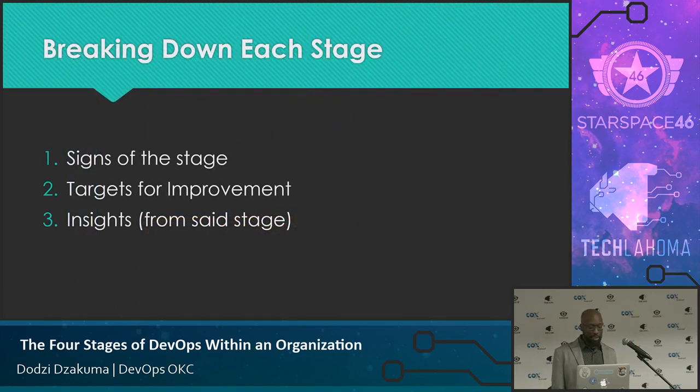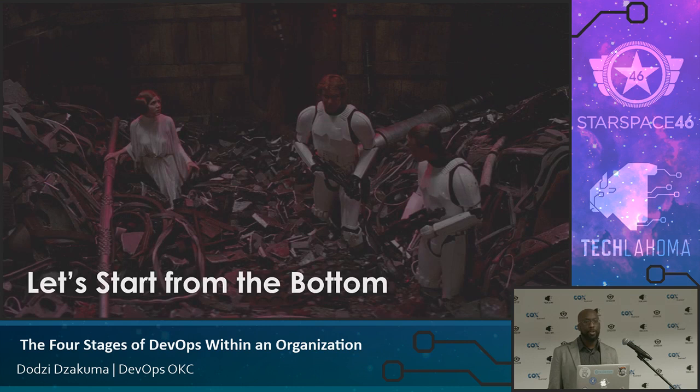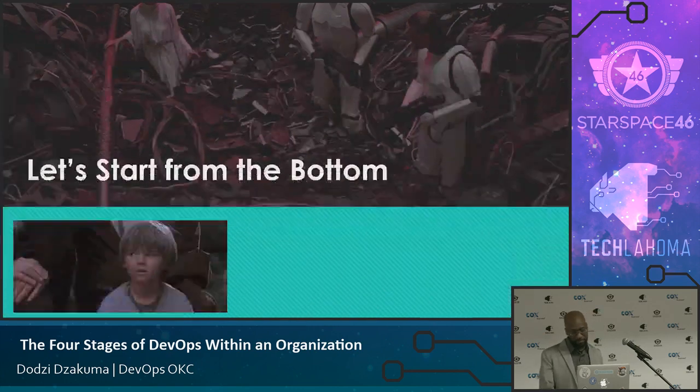Let's go ahead and take a look at each of these stages and let's break them down. I'm going to tell you what the signs of the stage are so that you can evaluate where your company is now. I'm going to give you a few targets for improvement, things that if you're at that stage you can improve upon, and then insights. In this stage, this is what we've learned and this is what we can work with. So let's start from the bottom. I'm going to bring you through the not so fun stuff and we'll work our way on up.